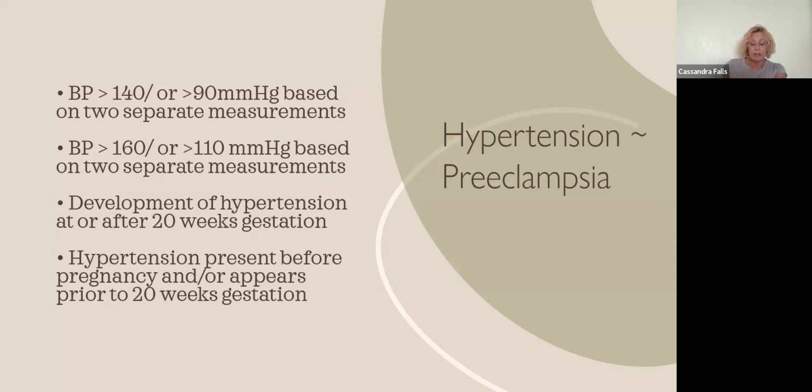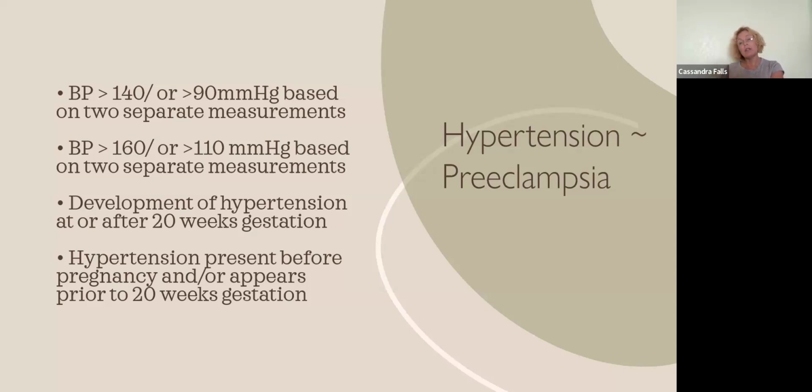Some other things that may or may not trigger it, we just don't know, would be gestational hypertension or chronic hypertension. We know that those are risk factors that increase your likelihood of having preeclampsia, but do they necessarily trigger it? We don't know. We often will have a diagnosis stated something like chronic hypertension with superimposed preeclampsia.